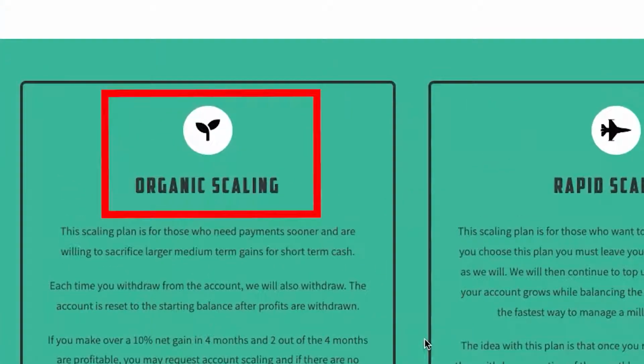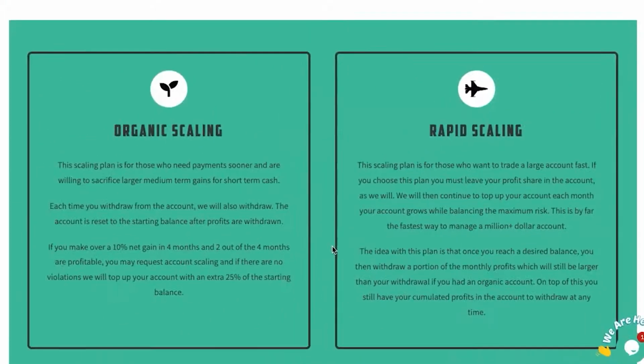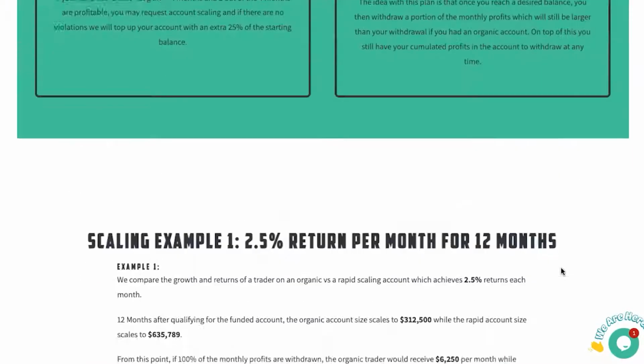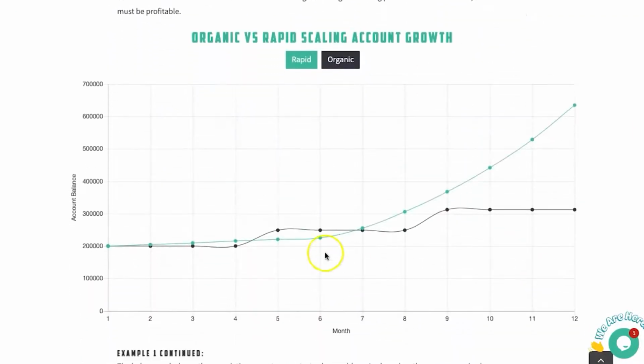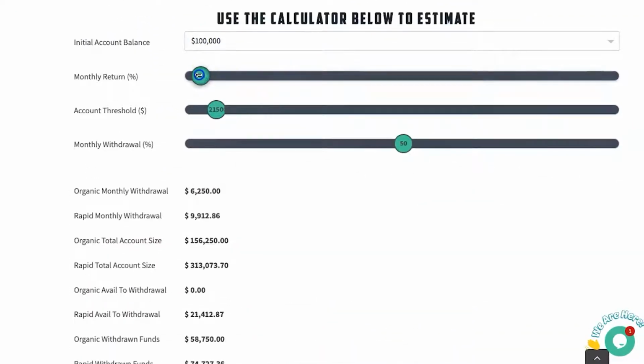Once a trader goes through and passes one of our challenges, they have the option to choose either organic scaling or rapid scaling. I'll explain in this video what both of those mean. I'll also explain who each type of scaling plan might suit better. I'll walk through some examples of how both plans are different. And at the end, I'll show you how to calculate your own earnings using our calculator.